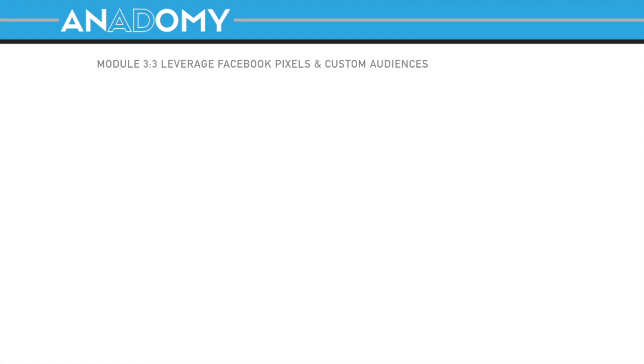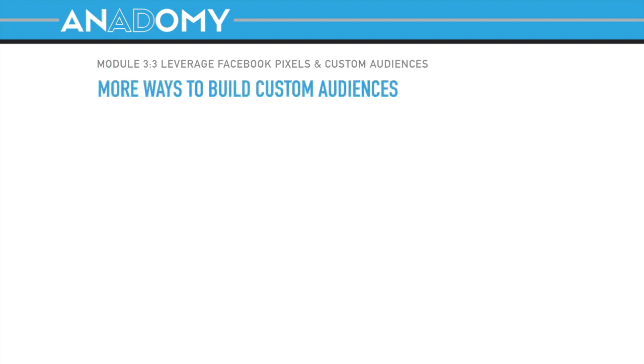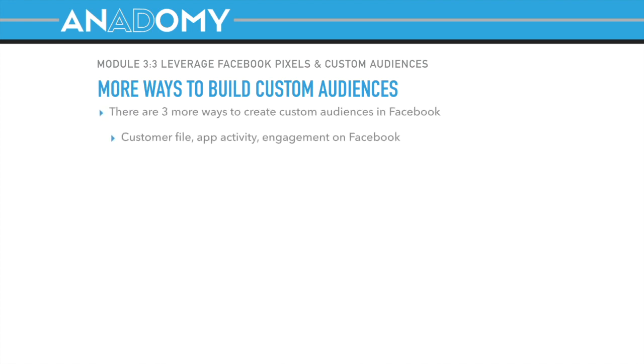So now that we understand how to create custom audiences based on Facebook pixels, it's very important to know that there are more ways that we can create custom audiences as well. There's actually 3 more ways. You can create a custom audience based off a customer file, off of activity inside of your app, and off of engagement on Facebook. And we're not going to dive too far into the app activity one because that's one that people don't use as often, but we will look at how to build custom audiences based off your customer file and on engagement with Facebook. The first one is your customer file.